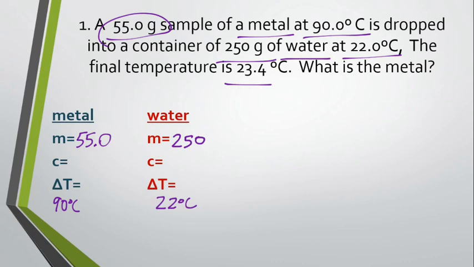So, let's see, 23.4 is going to be my final temperature. So technically I should be doing that minus these initial temperatures that it gave me, which means for my metal, it's going to be negative, which makes sense. It's going to be going down in temperature by 66.6 degrees Celsius. Okay. And then our water is going to be going up in temperature by 1.4 degrees Celsius.